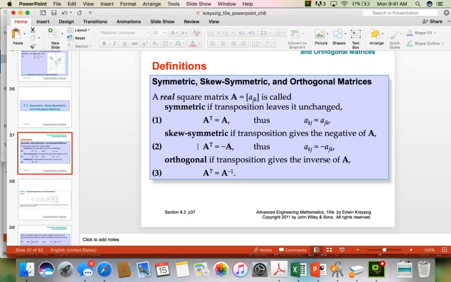It is skew-symmetric if when you transpose the matrix, you get the negative value for each element. So each element of the transposed matrix would be the negative of the original matrix. And finally, it's orthogonal if the transpose of the matrix is equal to the inverse of the matrix A.